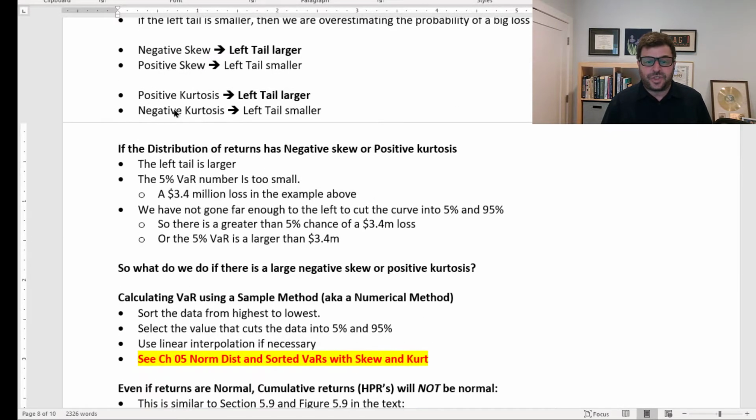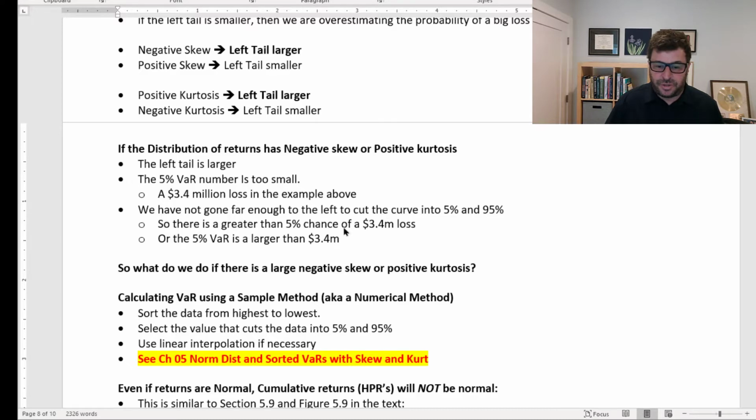And so remember that a negative skew means the left tail is larger, and a positive kurtosis means the left tail is larger. And so if a distribution of returns has a negative skew or a positive kurtosis, the left tail is larger, and the 5% value at risk number that we calculated earlier is too small. And so a $3.4 million loss in the example above, well, we haven't gone far enough to cut the curve into the 5% and 95%. So two ways to say this: there's actually a greater than 5% chance of a $3.4 million loss. Or if I really want to go to 5%, I have to go farther.